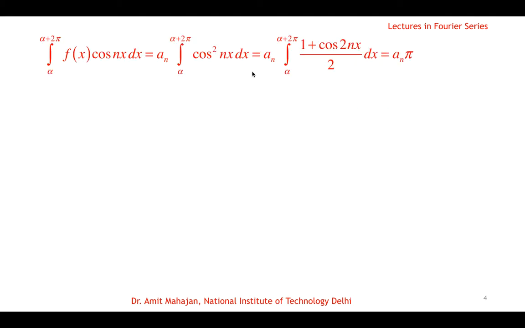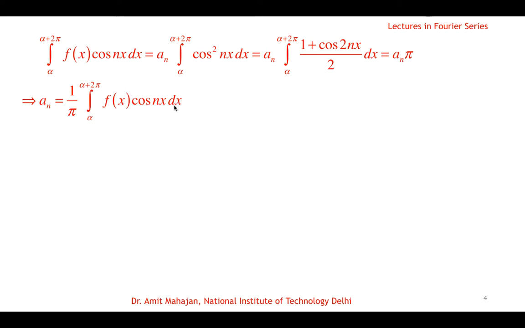So basically the right hand side will become an times the integral of cos square nx dx, and cos square nx we can expand as (1 plus cos 2nx) by 2. By linearity, it is the integral of 1 by 2 plus the integral of cos, and the integral of cos is 0, so only the integral of 1 by 2 will give us half of x, and then we substitute the limit to find that it is an pi. So immediately we can calculate an as 1 by pi of this. Okay, so that's our second result.